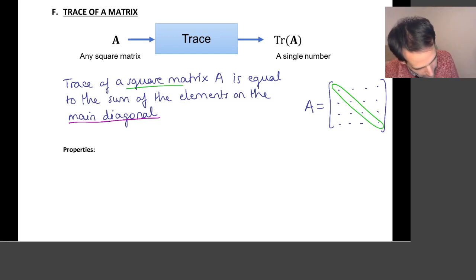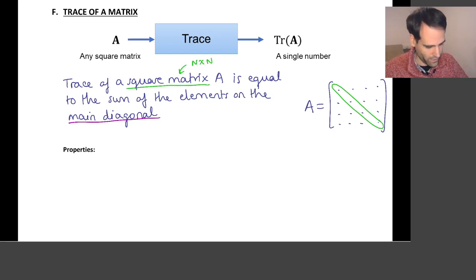A square matrix means that it has the same number of rows as it has columns. So it's an n times n matrix. Yes? So you just add those n elements of the diagonal, and that gives you a number, which is the trace of the matrix.